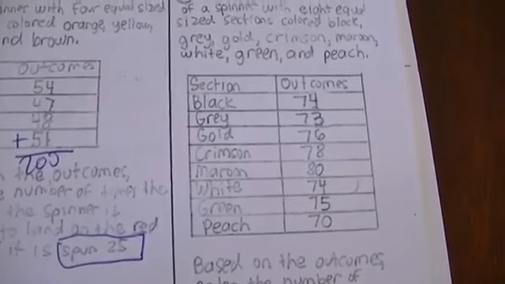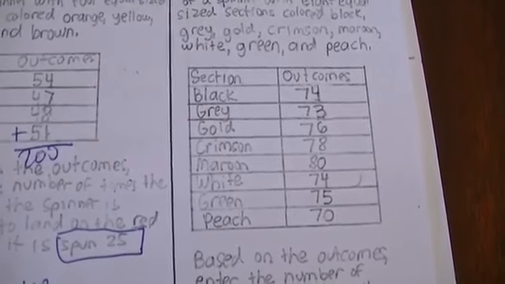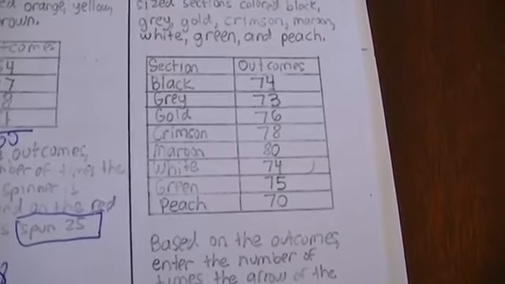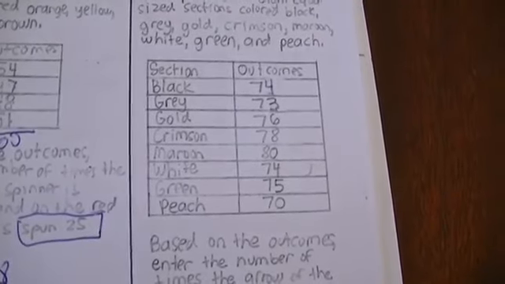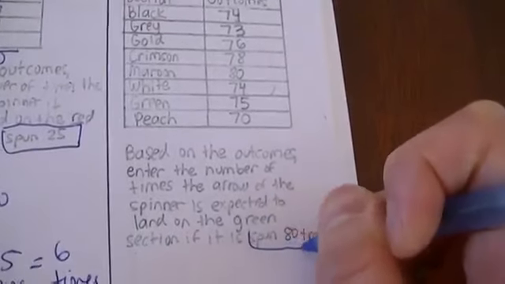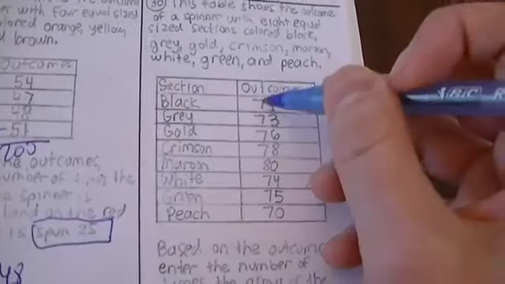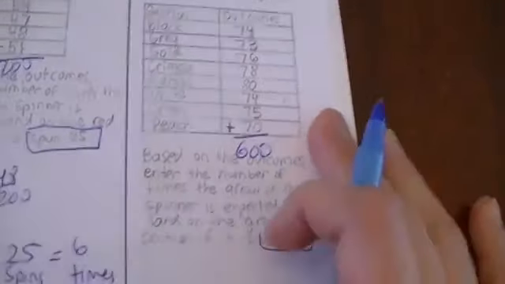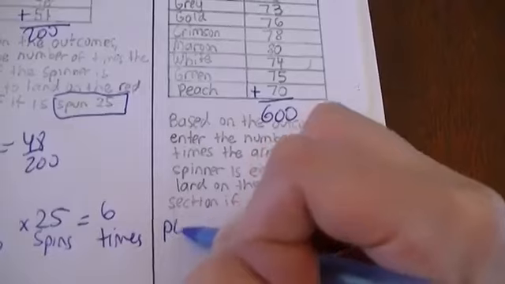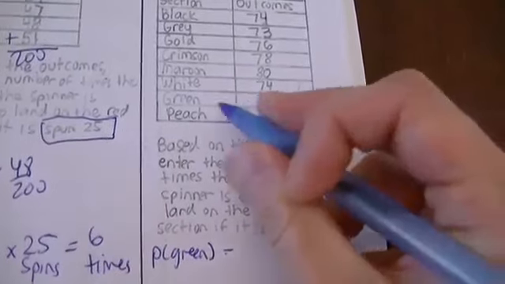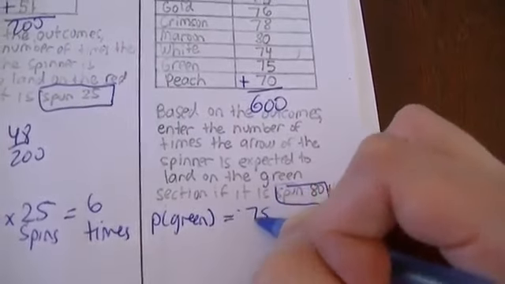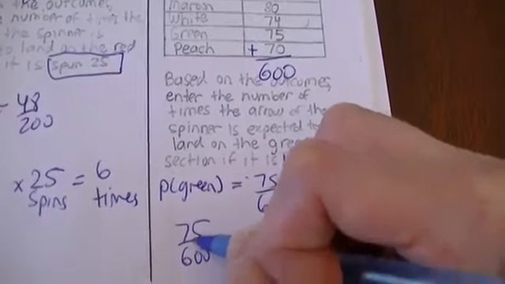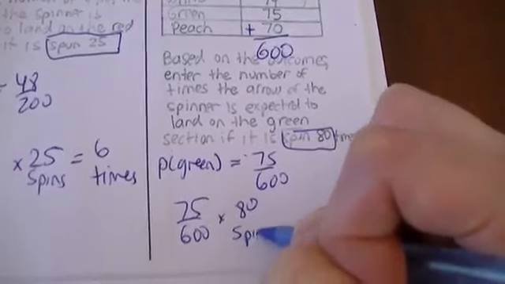Okay, this table shows the outcome of a spinner with 8 equal size sections colored black, gray, gold, crimson, maroon, white, green, and peach. Based on the outcomes, enter the number of times the arrow of the spinner is expected to land on green if it is spun 80 times. Okay, let's see how many times they spun it here. When you add all these together, double check me, but I got 600. Okay, so the probability of it being green is 75 out of 600. So 75 600ths times 80 spins.